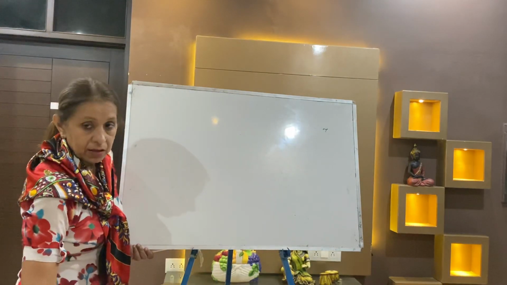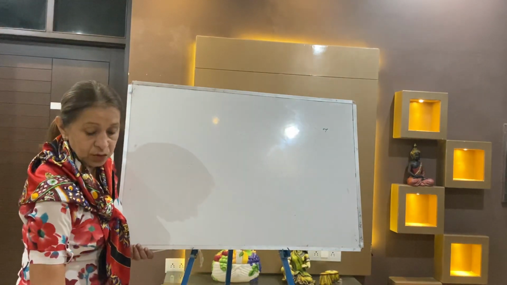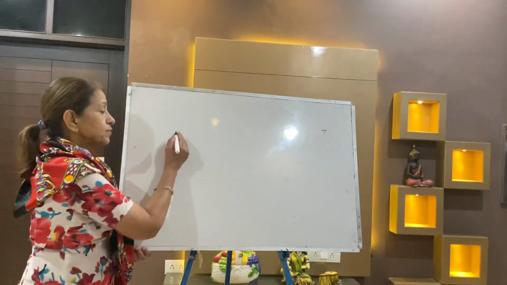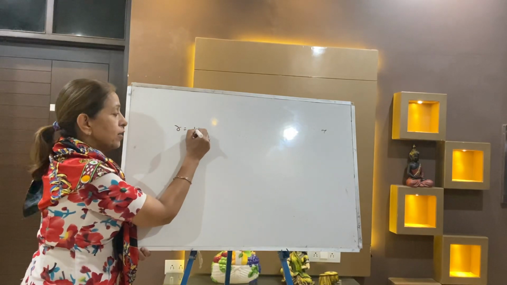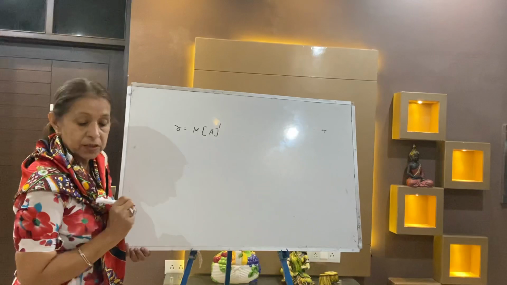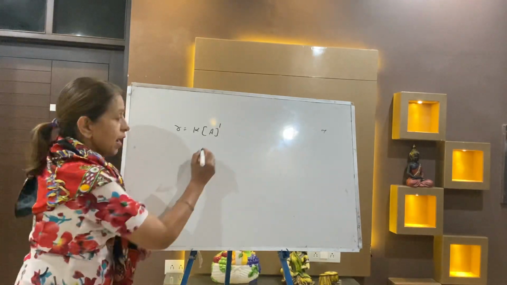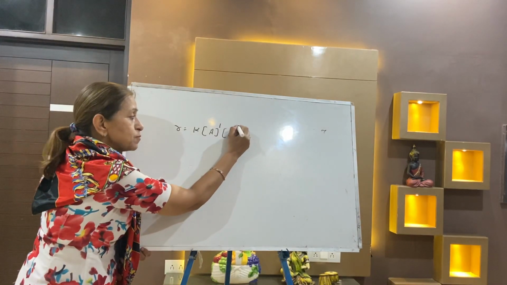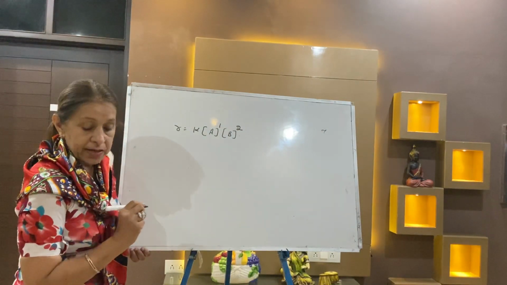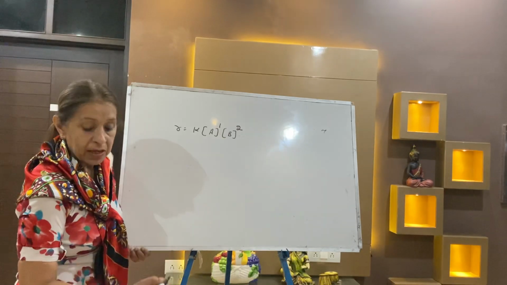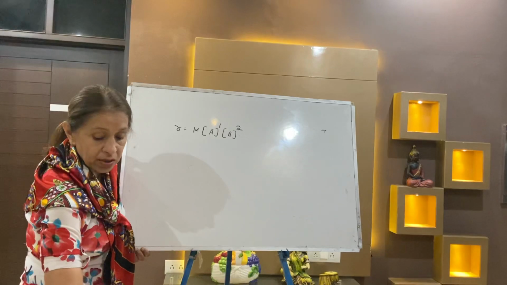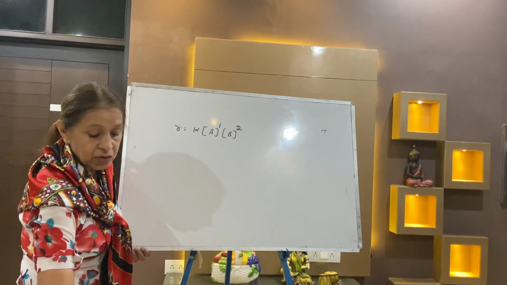Now I'm taking the next question. Write down: a reaction is first order with respect to A and second order with respect to B. Okay? First order with respect to A and second order with respect to B. The question is, how is the rate affected when both concentrations are increased 3 times?